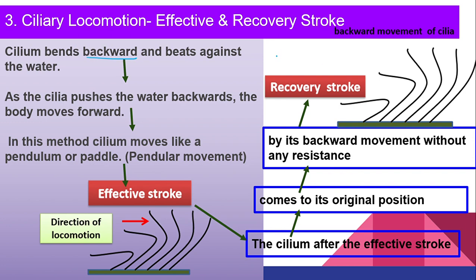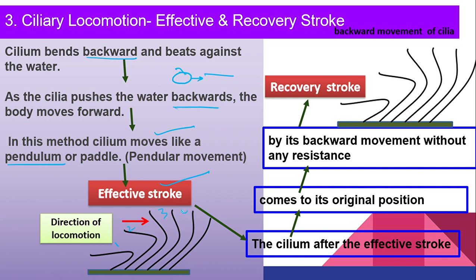Now see, the cilium bends backward, so first it goes backward and beats against the water. As the cilia pushes the water backward, see, when it is moving backward, obviously it has to push the water backward, right? The body moves forward. If the cilia is going backward, then the body is coming forward. Let me just show it over here. So this is the cilia. If cilia is moving back, the body is moving in a forward direction, right? In this method, cilia moves like a pendulum. We call it the effective stroke, right?